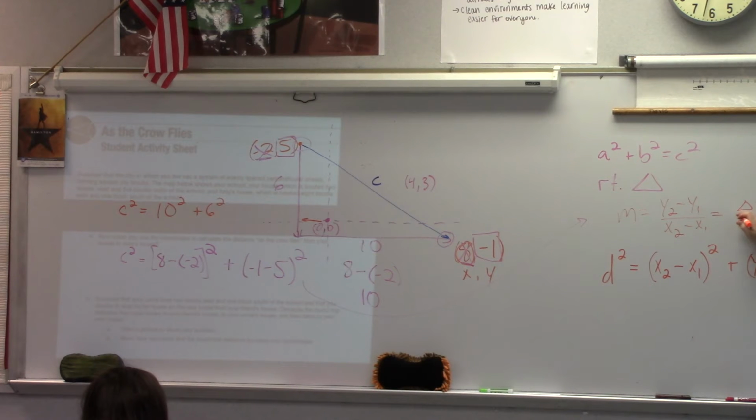Delta y divided by delta x. So what could I write here instead of x2 minus x1? Delta x. So notice d squared is equal to delta x squared plus delta y squared. Because again, the reason why I'm doing this is, where does the distance formula come from? Pythagorean theorem. What does this look like? The Pythagorean theorem. That is the reason why I'm doing it this way.